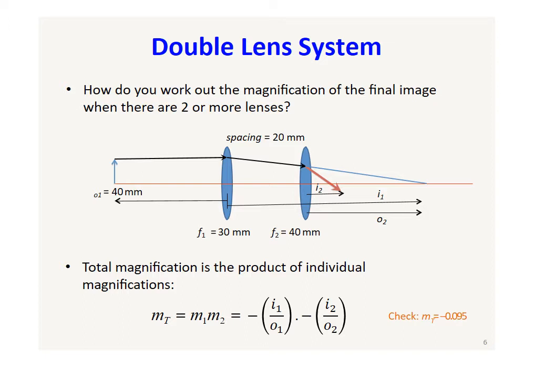To find the magnification is actually quite straightforward. We look at the magnification that is caused by the first lens, so that gives us the ratio of the first real image height compared to the object height, and then we look at the magnification that is caused by the second lens, so we look at our second image height compared to our second object height. Simply multiplying those two magnifications gives us the total magnification of the final image compared to the original object.